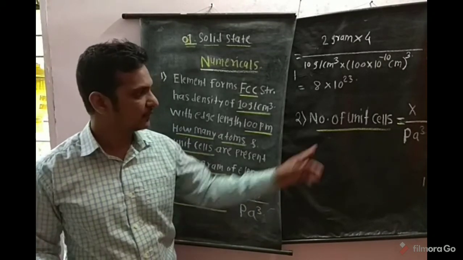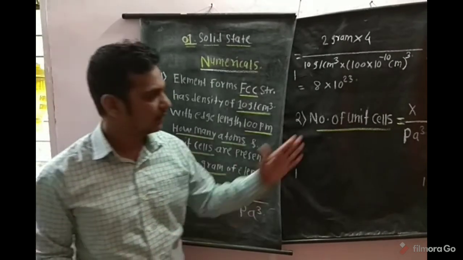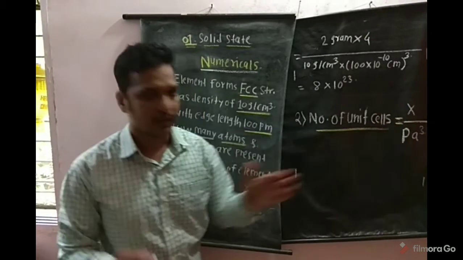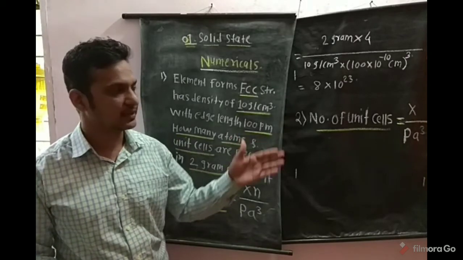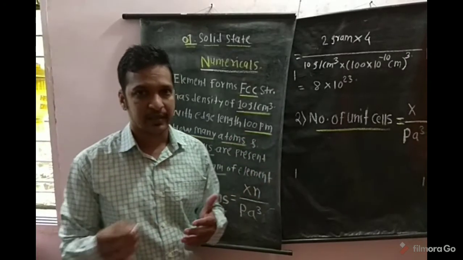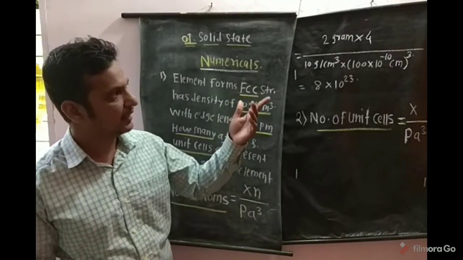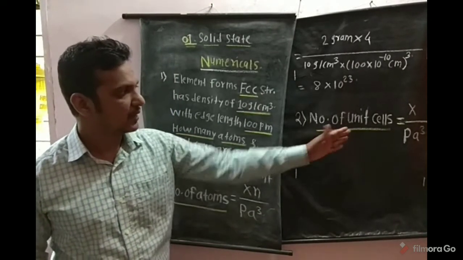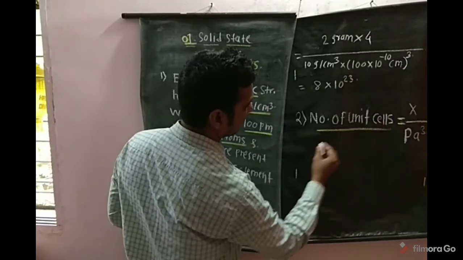Now we will calculate the number of unit cells by using this formula. The number of unit cells can be calculated by x divided by density into a cube. We know that x is 2 gram, which is the amount of the element, the density is 10 gram per cm cube, and a cube is 100 into 10 raised to minus 10 centimeter raised to 3. I am putting these values in this equation for the calculation of unit cells.